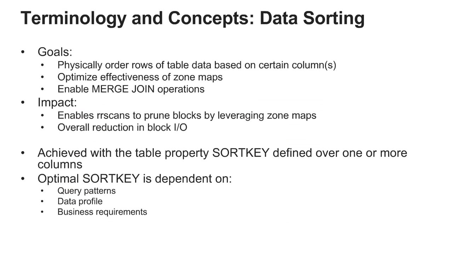So the primary goal of sorting is really to make these zone maps very effective. It's ordering the data of the table by a certain column, and it allows us to reduce the I/O, especially when you're doing range-restricted scans, like filtering a timestamp between a handful of values.